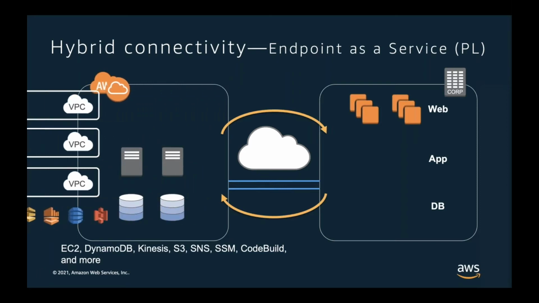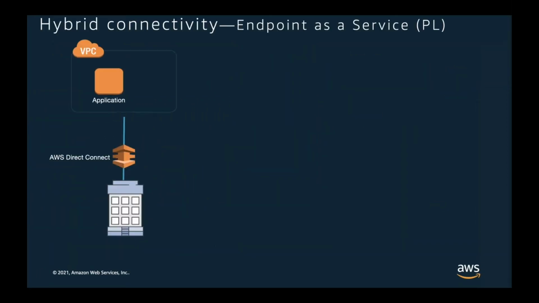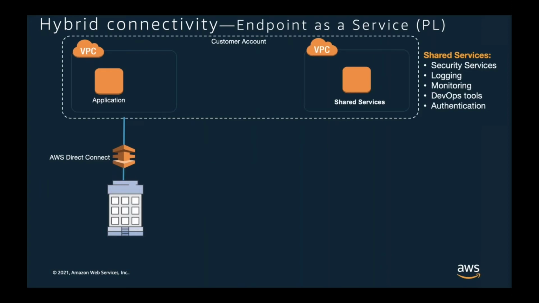So I'm going to move along here a little bit. When we talk about more hybrid connectivity, endpoint as a service, we introduced this concept of being able to use a feature called Private Link, and I'll talk about this here. So we see this Direct Connect coming from our data center. We built out our VPC in the cloud.